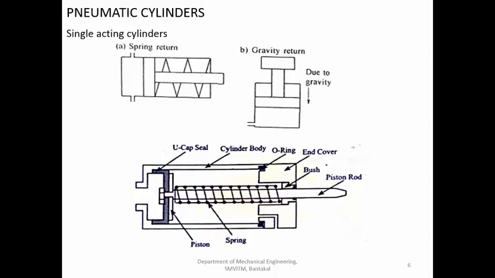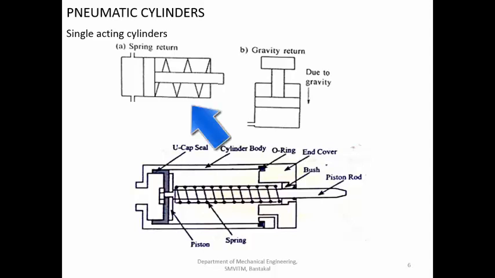Now next one is a pneumatic cylinder. So whenever we say single acting cylinder, you are usually applying force in the one direction, the other direction you are not applying any force. Now the question is, how will you get the motion in the other direction? So to get the motion in the second direction, either you are having the spring or you are having the gravity. Now we'll see the spring loaded.